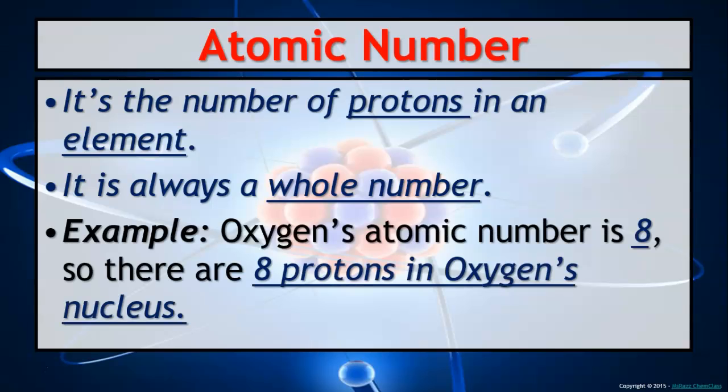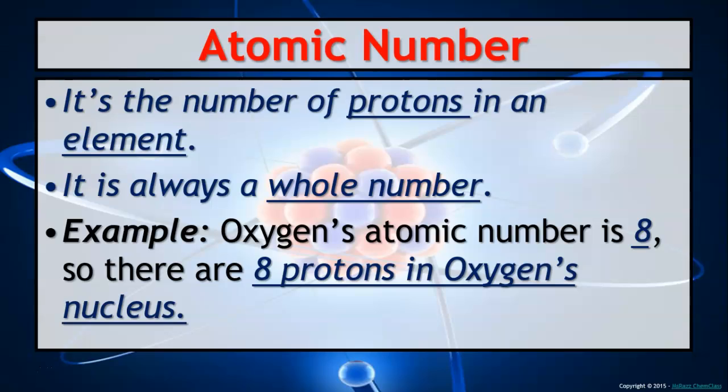So for example, oxygen's atomic number is 8. If you look at the periodic table, that tells us that there are 8 protons in oxygen's nucleus. And we know that protons are found in the nucleus of an atom. We learned that in part 3 of this series.